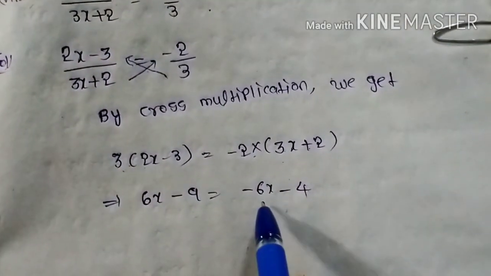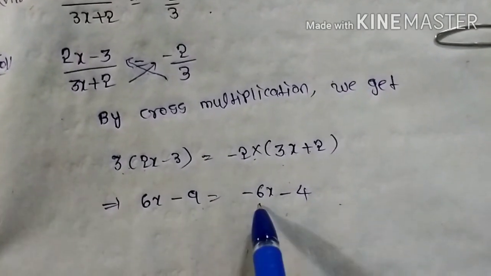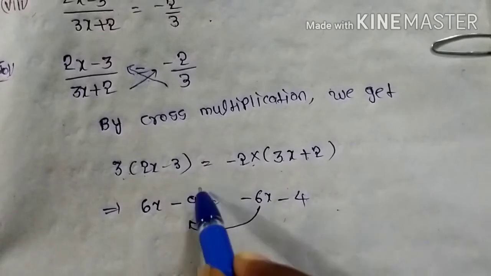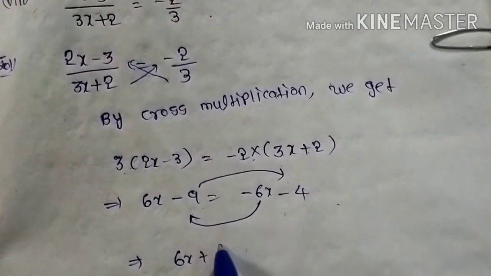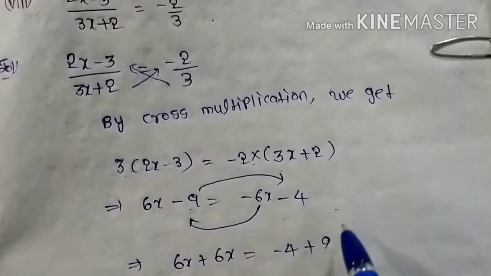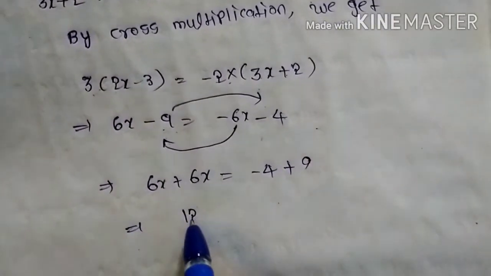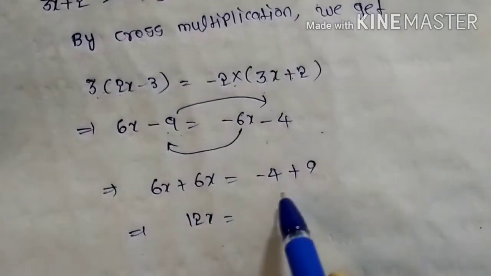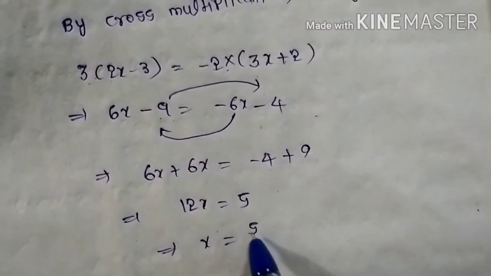How can you simplify? Just transpose variable terms to LHS and constant terms to RHS, so that you transpose minus 6x to LHS, minus 9 to RHS. That means you can write here 6x plus 6x is equal to minus 4 plus 9. Minus 9 will become plus 9. You can see here 6x plus 6x is equal to how much? 12x. Yes or no? Yes, 12x is equal to minus 4 plus 9, which is how much here? 5 only. That means you can write here x is equal to 5 by 12.